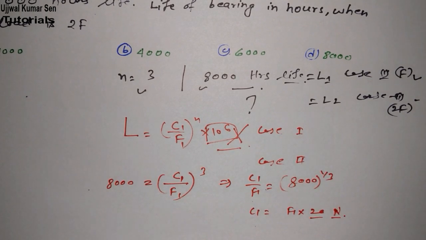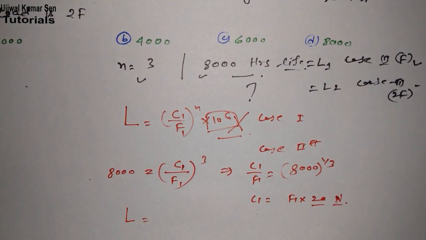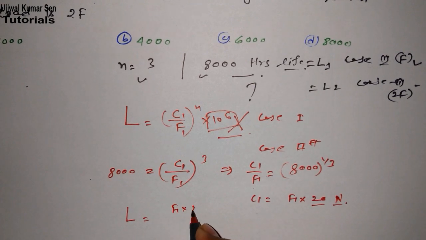I can say that, right? Now let's go for that, which is also important for us. What is that? That is the important thing, right? Basically that is case 2. We have to go to that case 2. We have to find out L. We have already found out F1 to be 20 C.